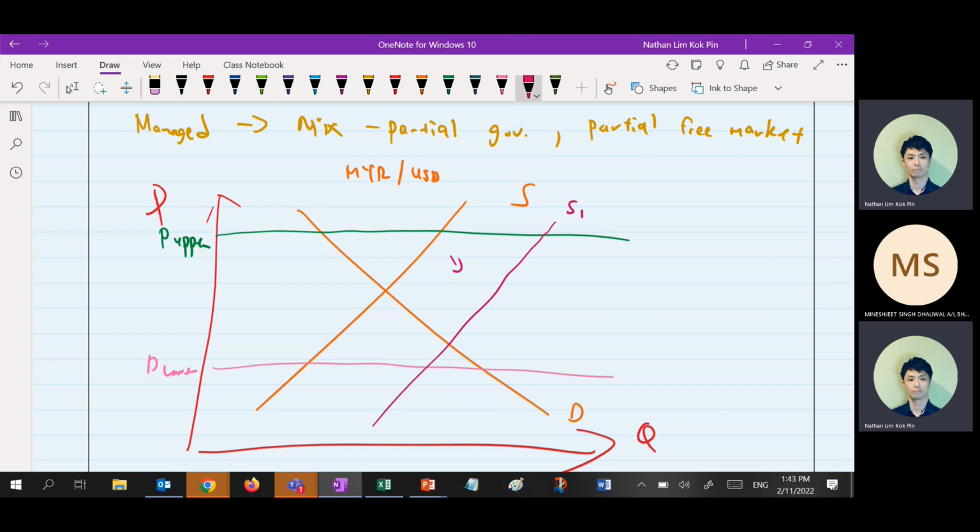Supply increase, for example, and it falls between the range of upper and lower, the central bank is not going to do anything because it's still within manageable range. Does that make sense? Make sense?